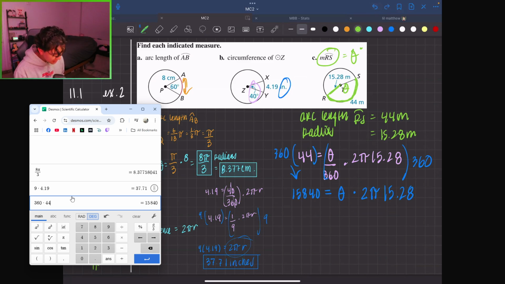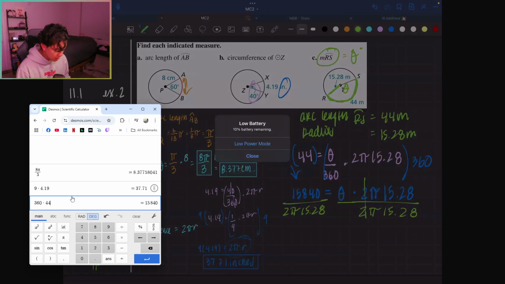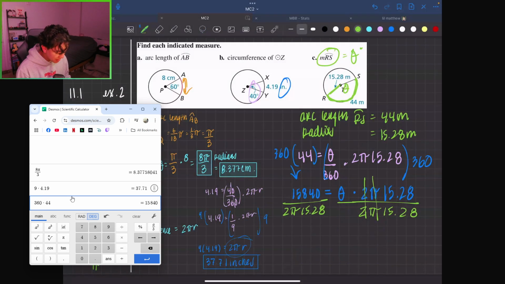Cool. The last step here, we're actually really close to finding what theta is. Since this is all multiplication, we can divide both sides by something. This is theta times 2 times pi times 15.28. And since that's the case, I'm just going to divide both sides by 2 pi 15.28, because we can do that, properties of equality. And then check this out. The 2 over the 2 is 1. Pi over pi is 1, and 15.28 over 15.28 is also 1.